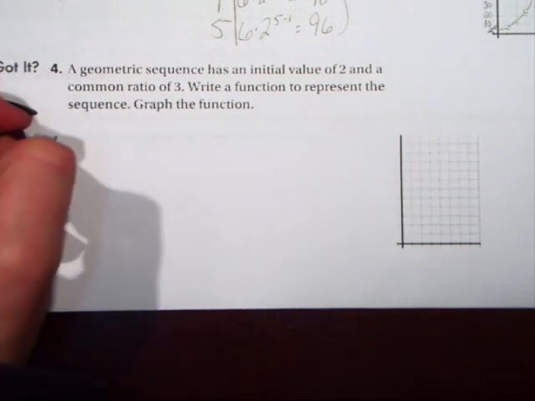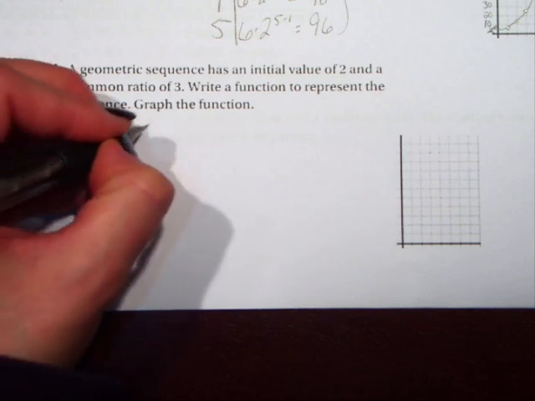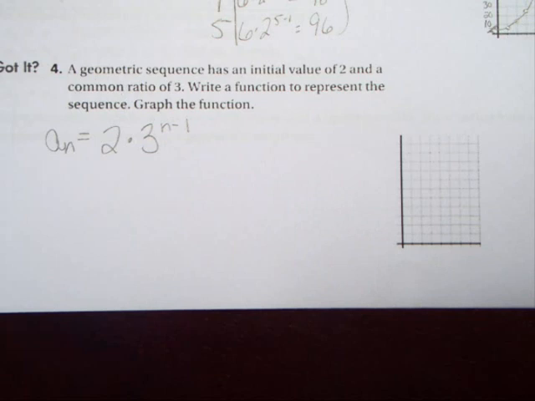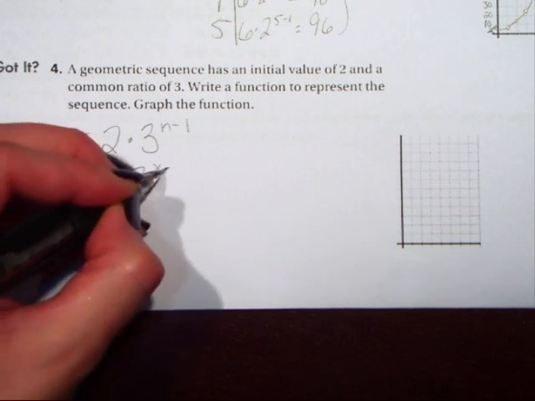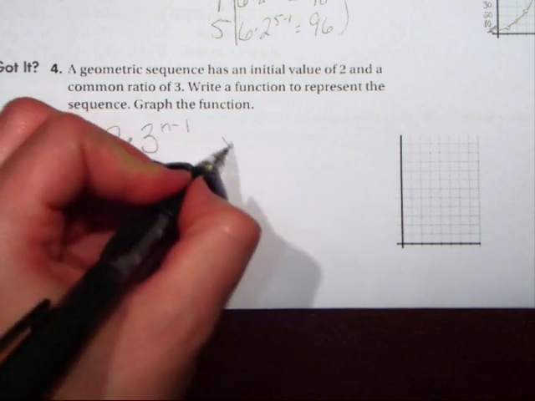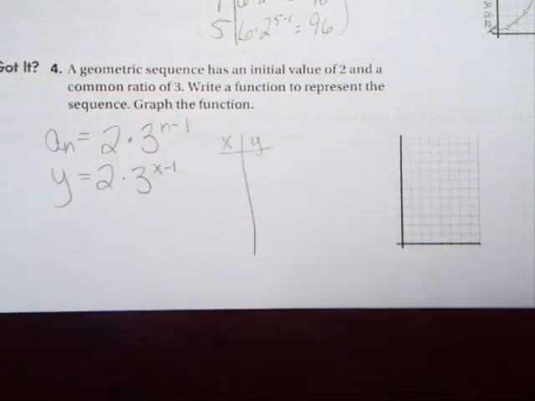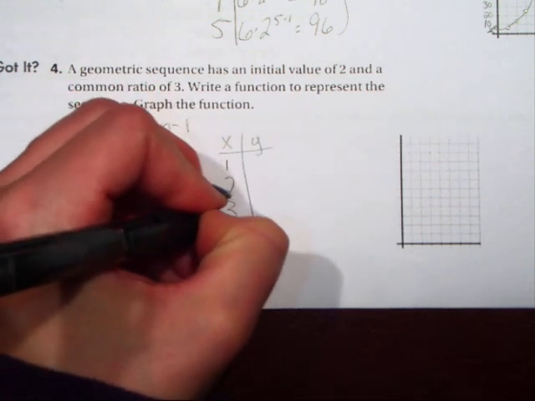Geometric sequence. So a sub n has an initial value of 2 and a common ratio of 3. That's how easy it should be to make your formula. We can make that y equals 2 times 3 to the x minus 1 for our xy chart. Remember, please, that x stands for what spot you're at. So we'll plug in 1, 2, 3, 4, and 5.